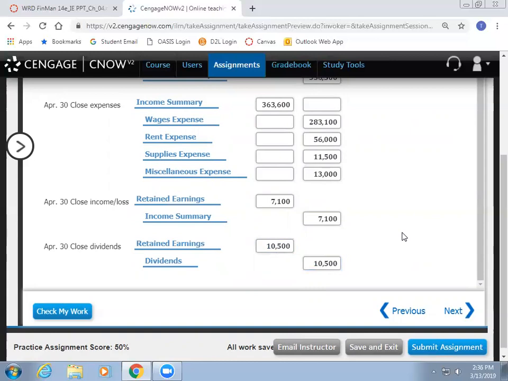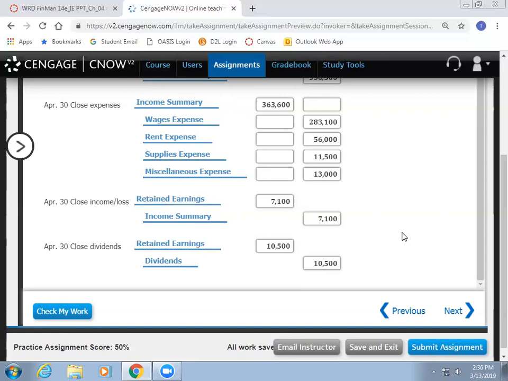So now it doesn't show it on here, but at the end I would know what was in my retained earnings by taking the credit, the $643,600, which is beginning retained earnings. I subtract out my net loss, and I subtract out my dividends, and my new retained earnings is $626,000. That's what should be on my balance sheet and in the ledger.